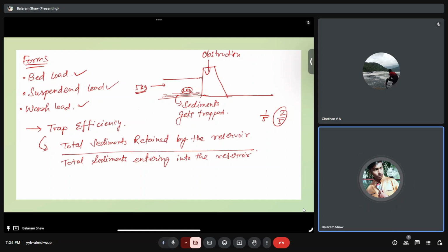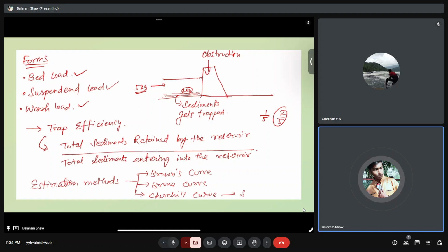So how do you estimate this trap efficiency? There are several empirical estimation methods. Some of these are Brown's curve, then the Churchill method or Churchill curve. In Brown's curve there is one equation or plot which you use to calculate the trap efficiency. For the Churchill curve you require one index called the sediment index.